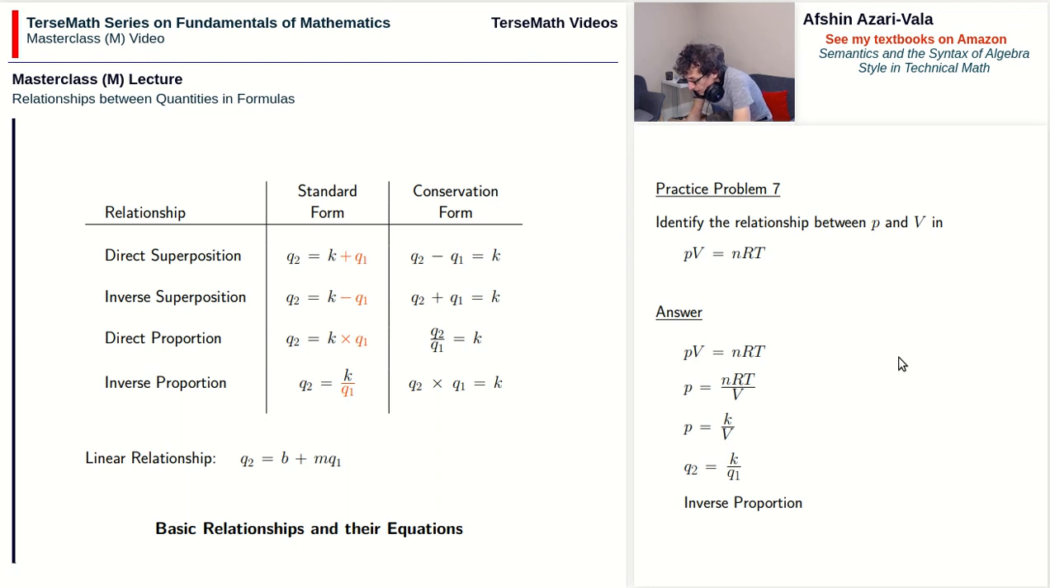Now, having said that, it is also possible to take a look at this formula without rearranging and solving it for P, if we notice that to relate P and V, we turn nRT into a constant and we get PV equals k. This is the same as the conservation form of the inverse proportion relationship.